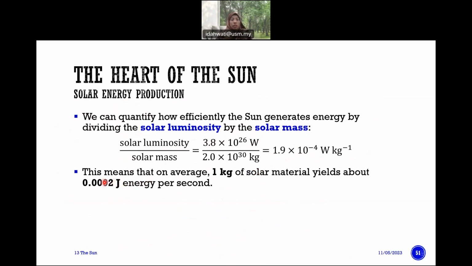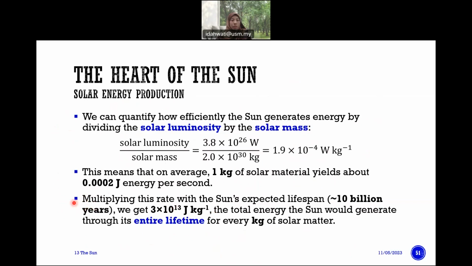So this means the average for 1 kg of solar material will yield about 0.0002 joule energy per second. Almost 2, so round off, this would be 0.0002. And by multiplying this rate with the sun's expected lifespan, we get the total energy that the sun will generate through its entire lifetime.